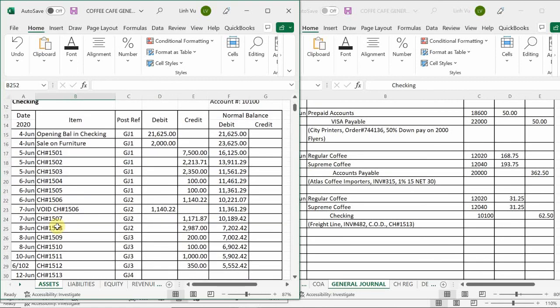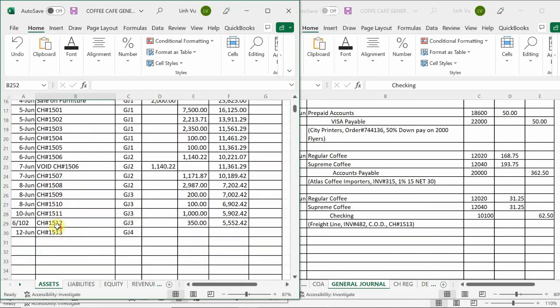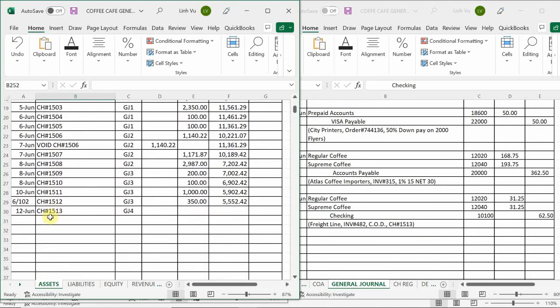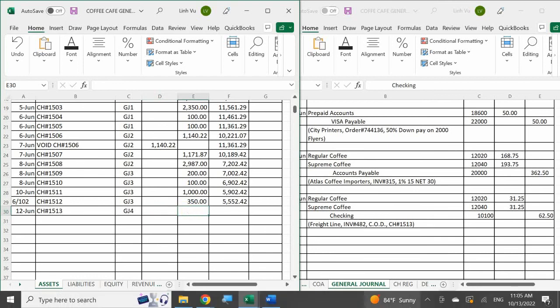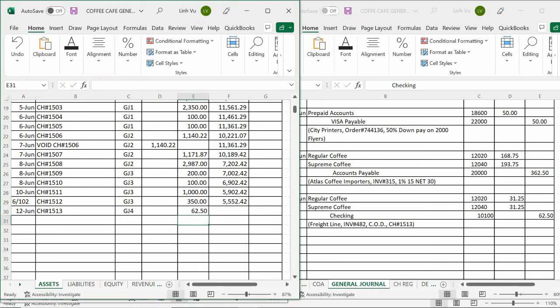Okay. So again, we are here on my checking account. I just wrote check number 1513 for $62.50, just like what it says in my journal. So how much money should I have in my bank account now that I spent another $62.50?